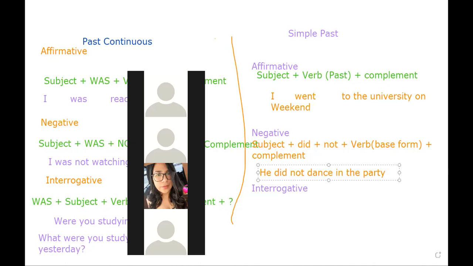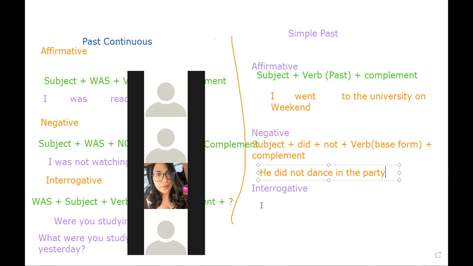Okay, if you notice there, in negative statements, we are referring to something that didn't happen, or didn't occur, in a specific point in the past. So we know that it was a party. We don't know when it happened, but we know that something didn't happen, because we're using negative statements.